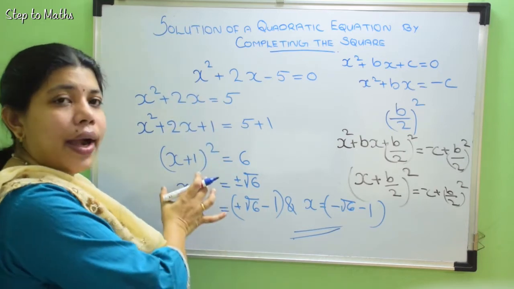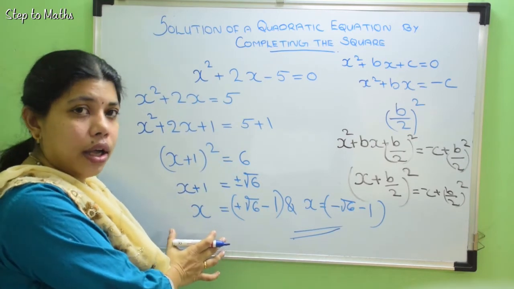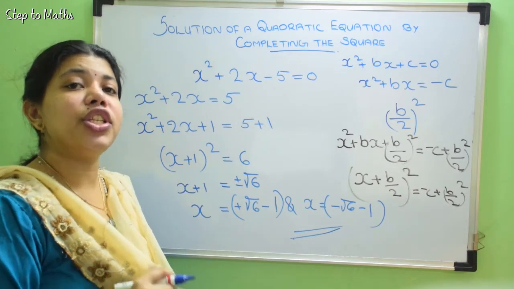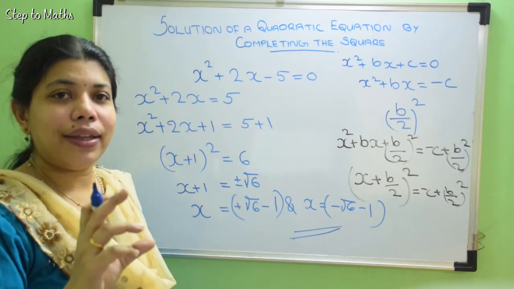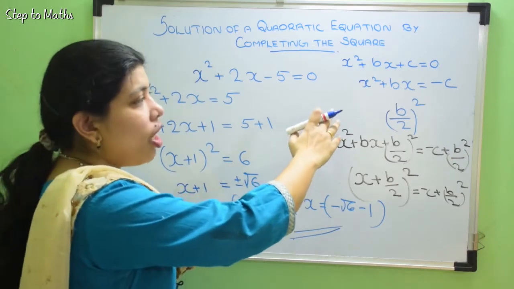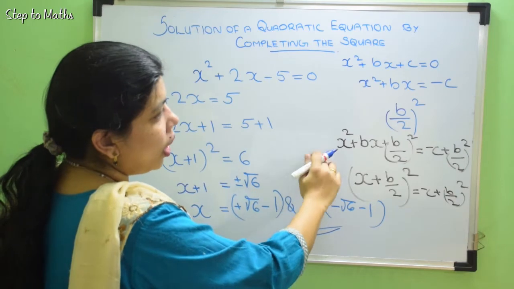Change the left side of the given equation in the form of a perfect square and find the root. Change the left side to a perfect square.